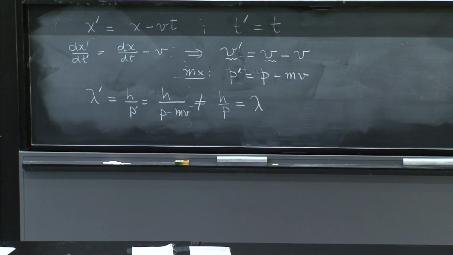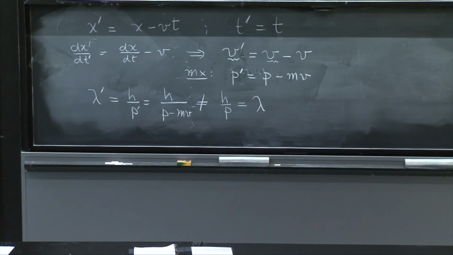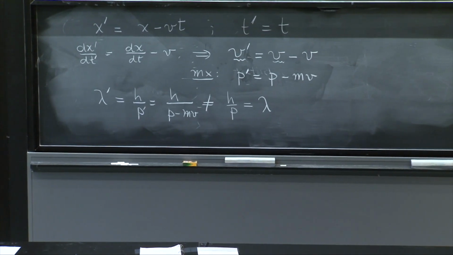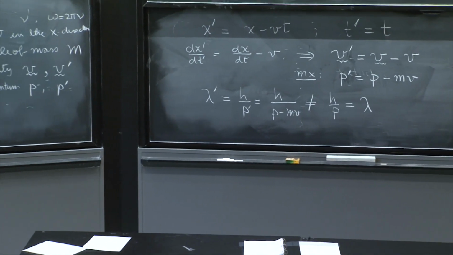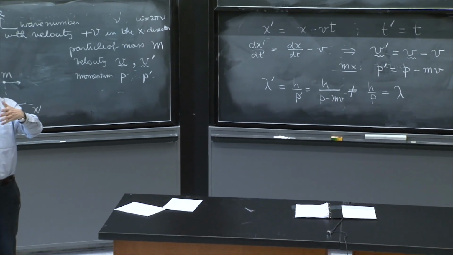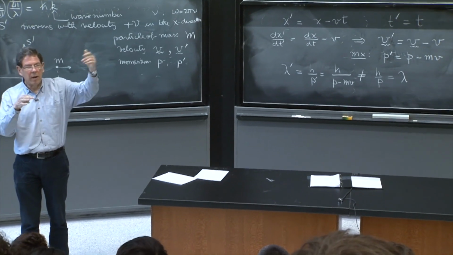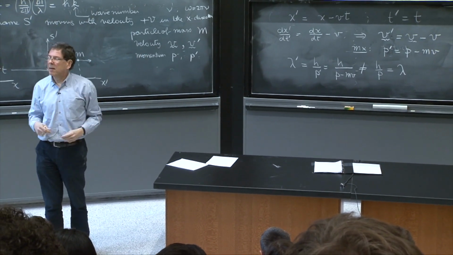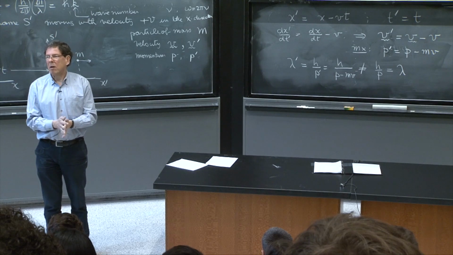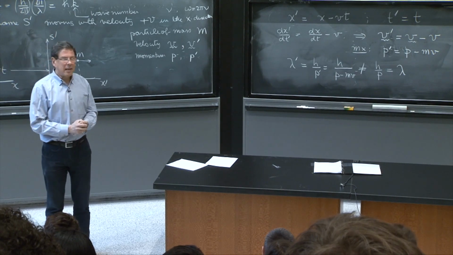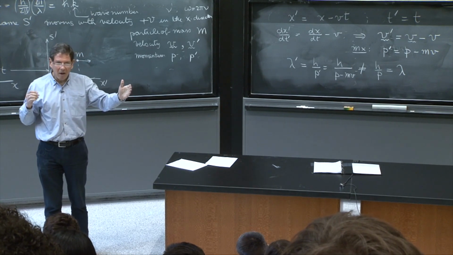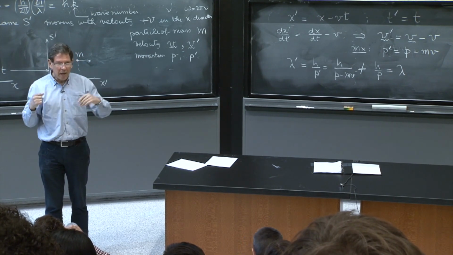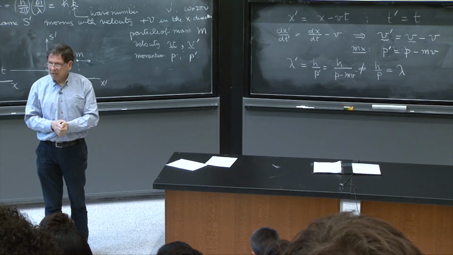Now, if this would be a familiar type of wave, like a sound wave that propagates in a medium, any kind of wave that propagates in a medium, like a water wave or any wave of that type, this would simply not happen. In the case of those waves, you get a Doppler shift, omega is changed, but the wavelength really doesn't change.